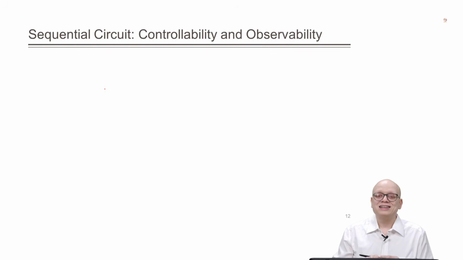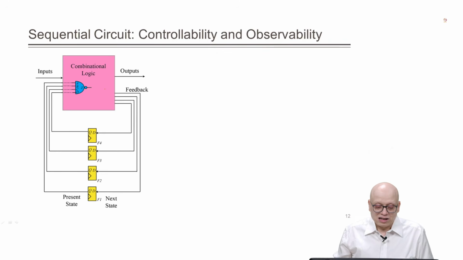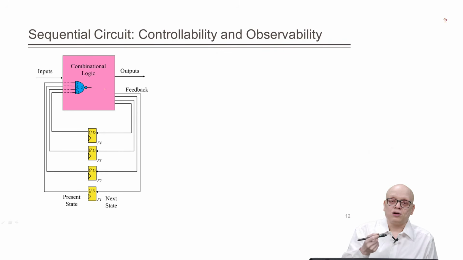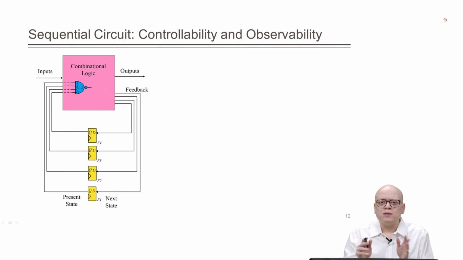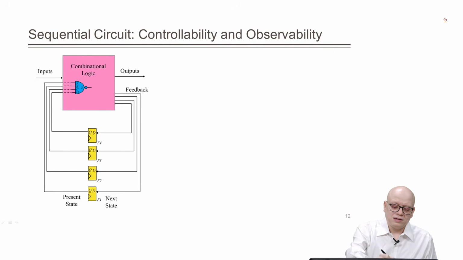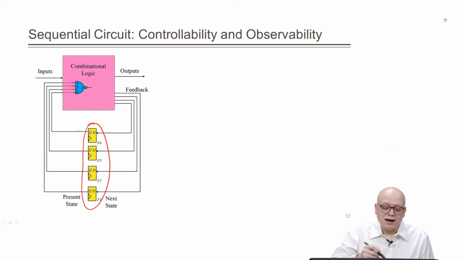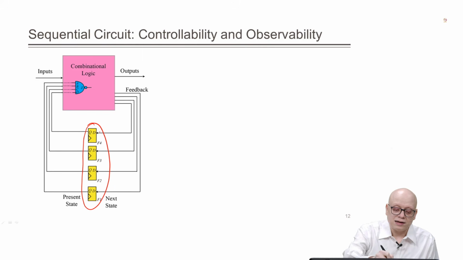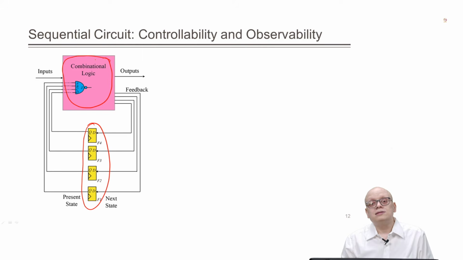Now, the problem of observability and controllability becomes more complicated for a sequential circuit. If there is a sequential circuit, we can model it as an FSM. So, we can say that these flip flops are the state elements, and the combinational logic cone is being driven by these state elements.